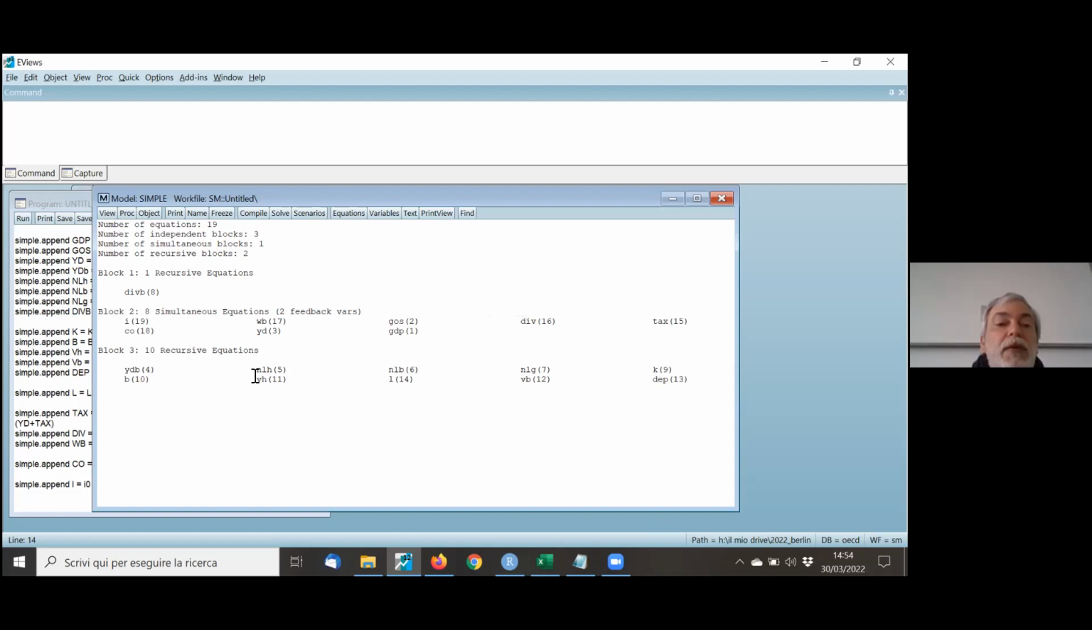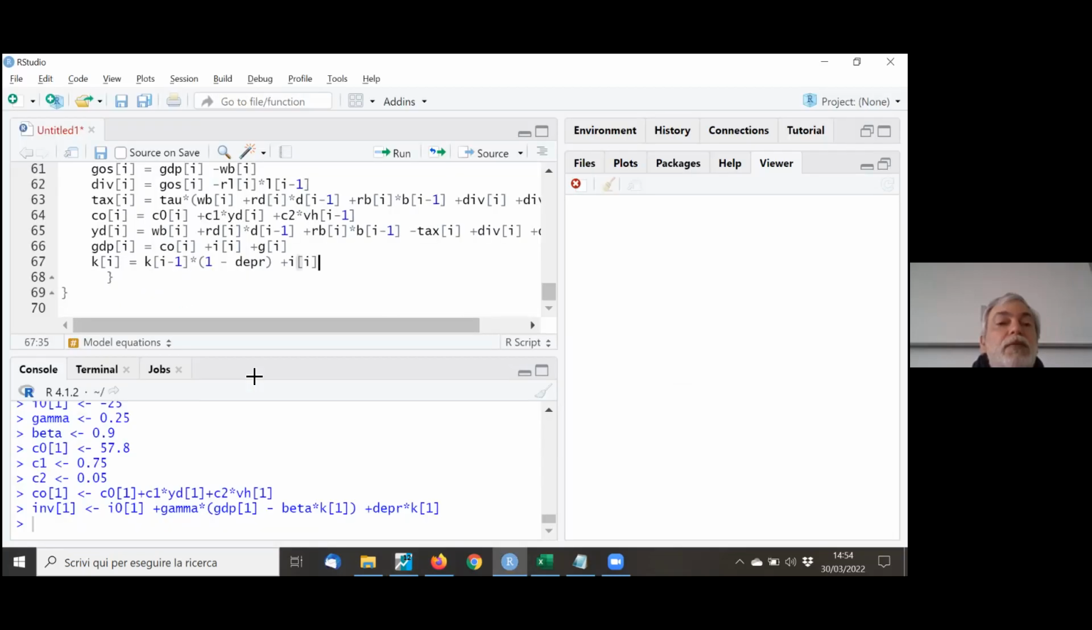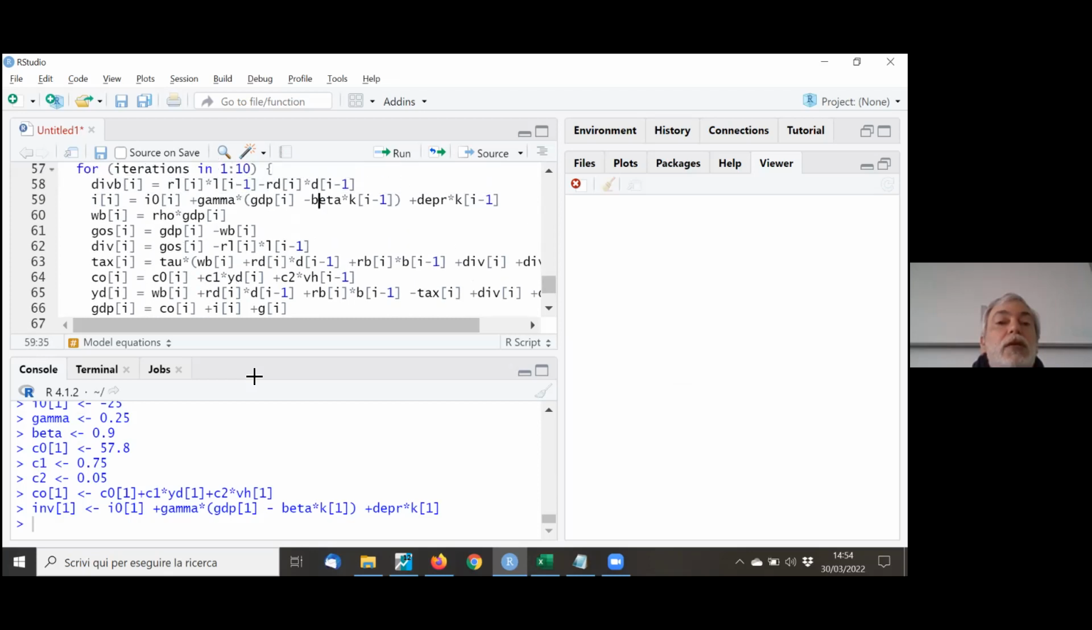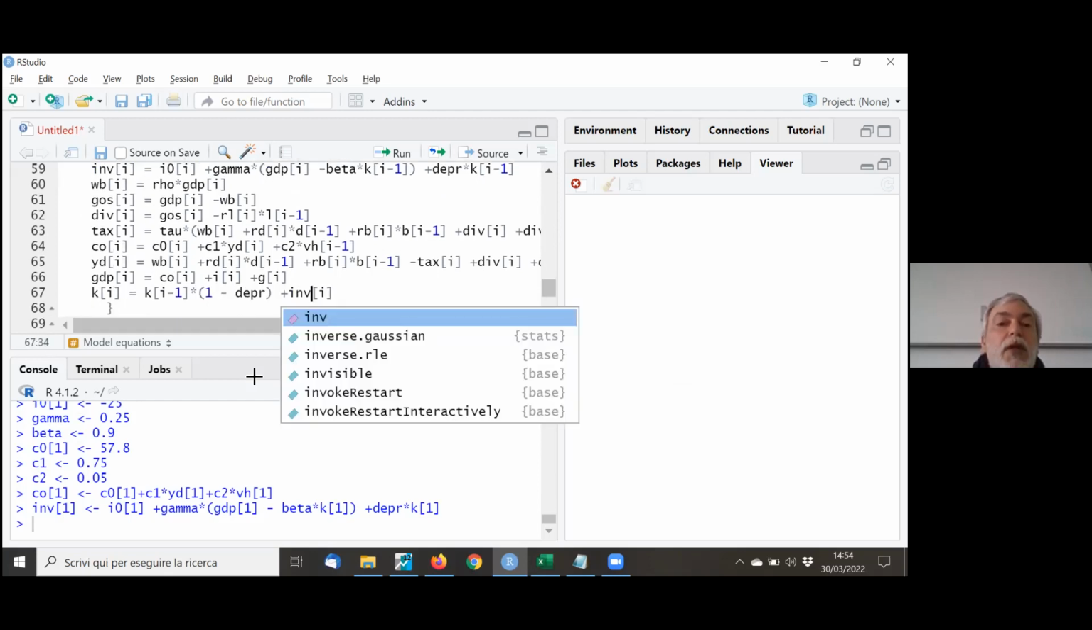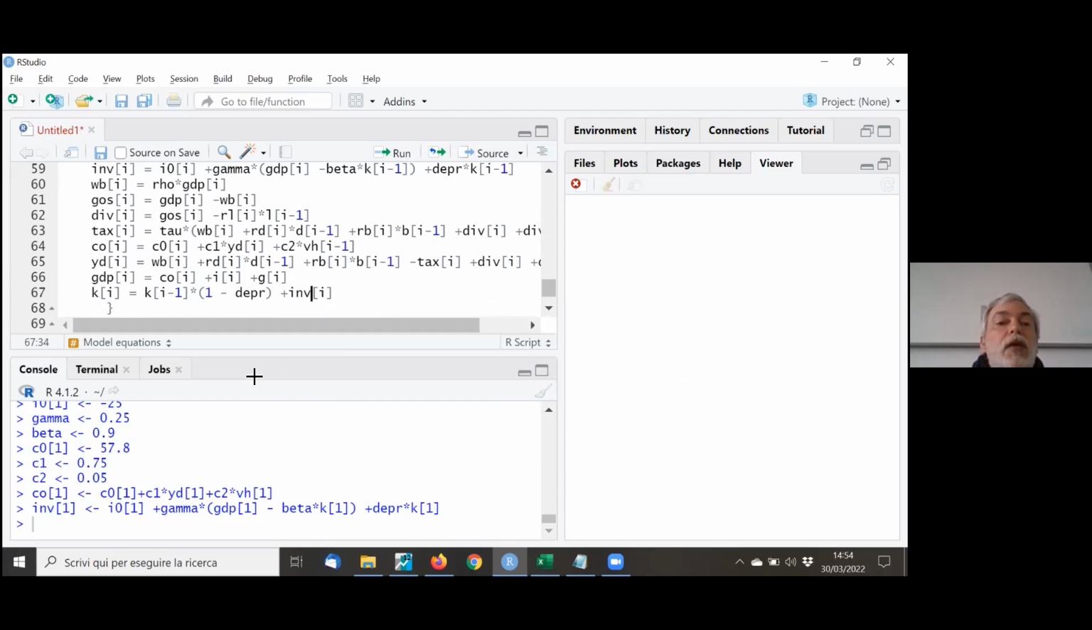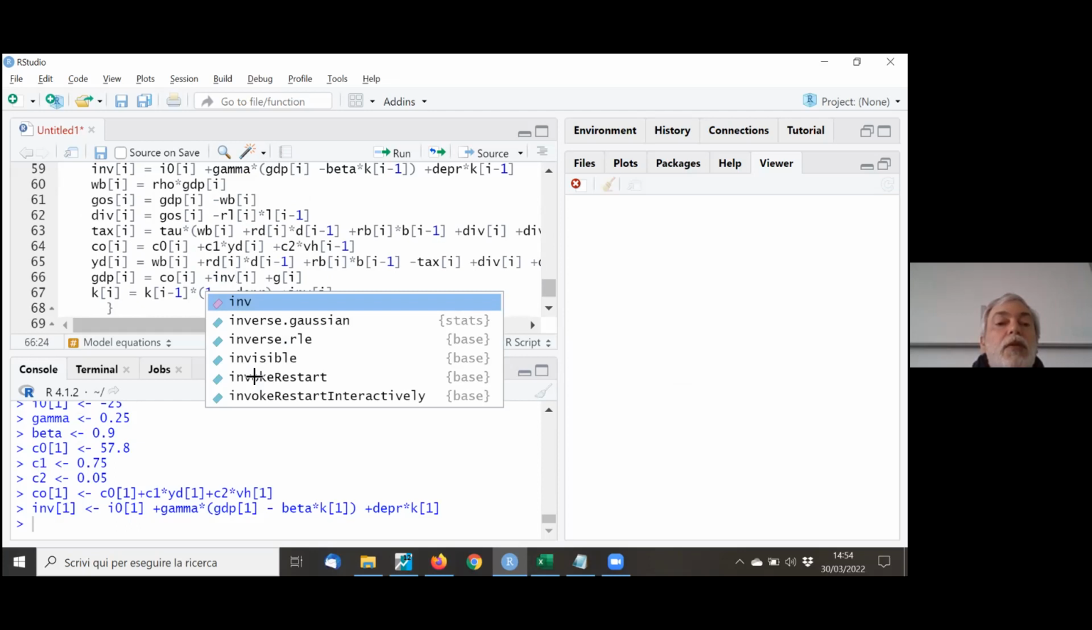We need B. We also have to change investment in the body of the loop from I to INV. Yes. And also in here. And in GDP. Okay.